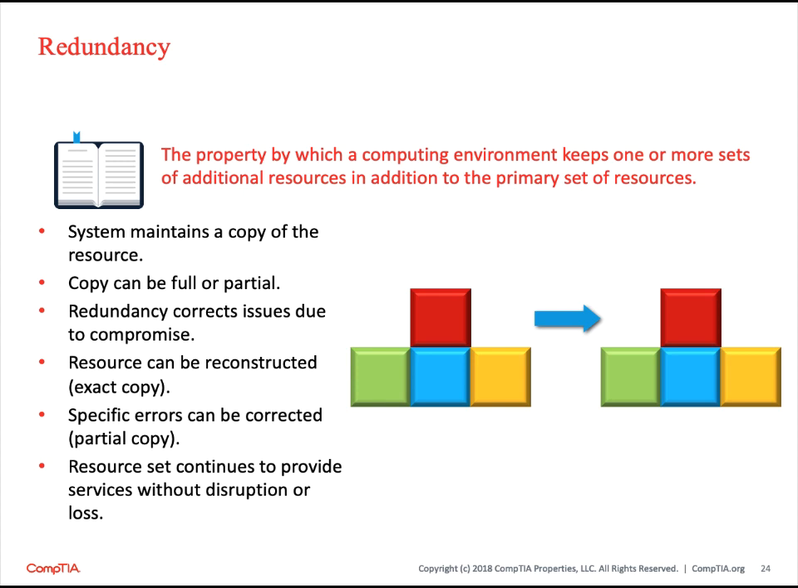Next up, we have redundancy. So redundancy is the property by which a computing environment keeps one or more sets of additional resources in addition to the primary set of resources. In other words, a redundant system is going to create and maintain a copy of the same resource. This copy may be full or partial. It may only contain specific pieces and parts. But the purpose of redundancy is to correct any number of issues that may compromise the primary set of resources, whether that be data or hardware, right?